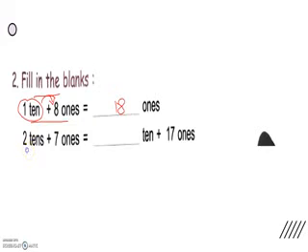Now the next question, 2 tens plus 7 ones, which means you have to give 1 from the tens group. Here 1 is given, and what is left? 1 ten is left, and this 1 is given to the tens place of the ones group. Yes, 17 ones. So the answer is 1 ten plus 17 ones.